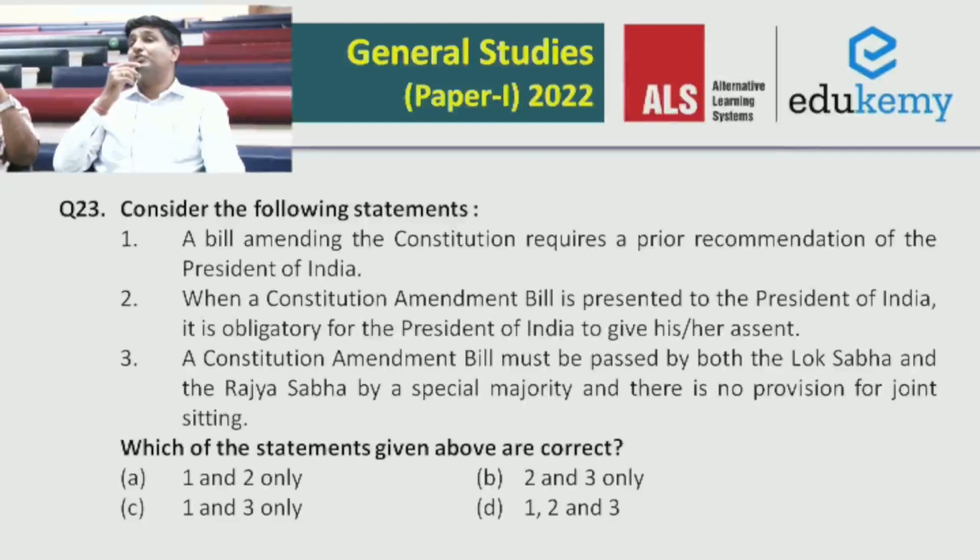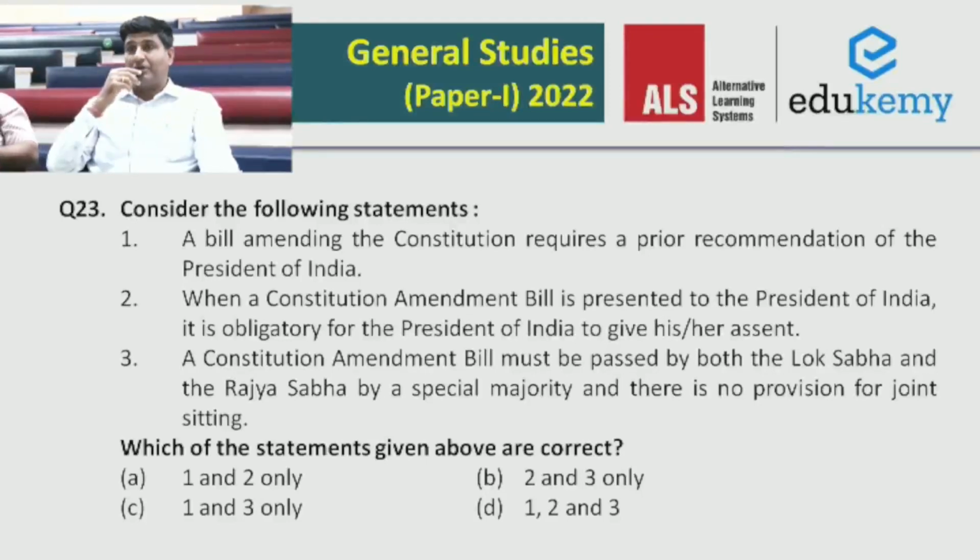Statement 3: a constitution amendment bill must be passed by both the Lok Sabha and Rajya Sabha by a special majority, and there is no provision for joint sitting. So this is a bill where there is a special requirement that it should be passed by both the houses separately, and there can never be a deadlock or gridlock during the passage of the bill between the two houses of parliament, and there is no need for joint sitting. So statement 3 is wrong, and a different kind of special majority is required. So statements 2 and 3 are correct, statement 1 is wrong. Answer for this is B, Bombay.